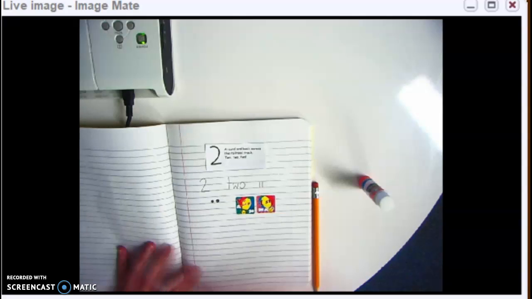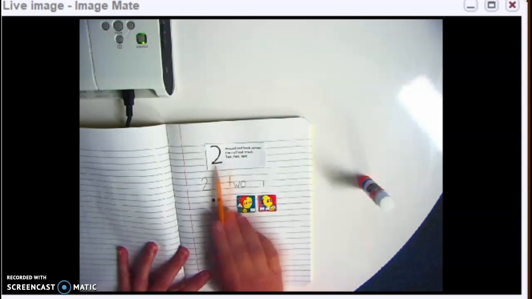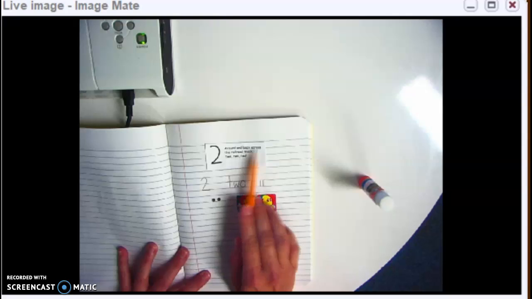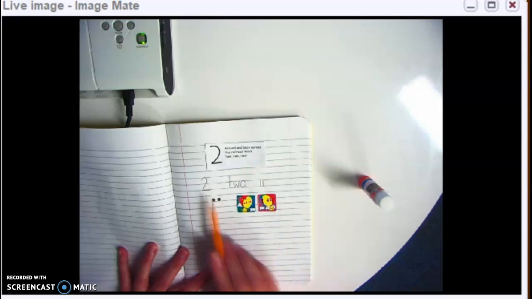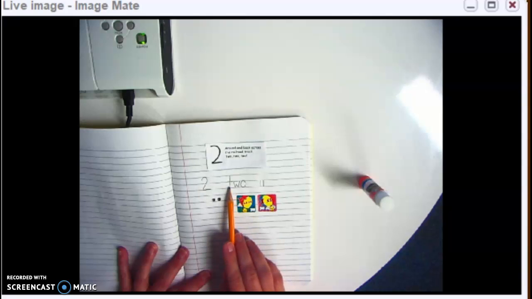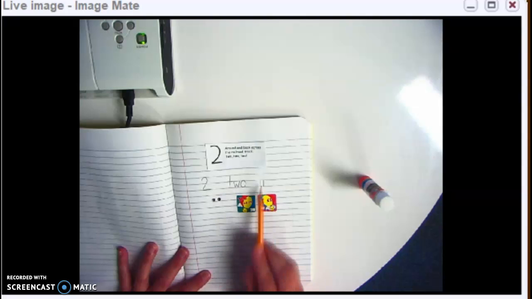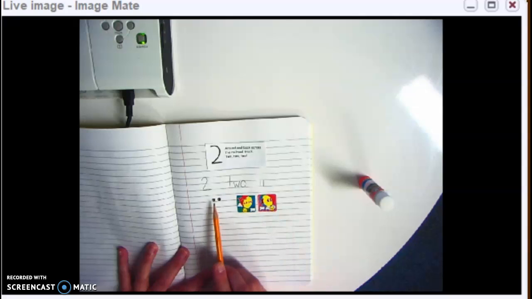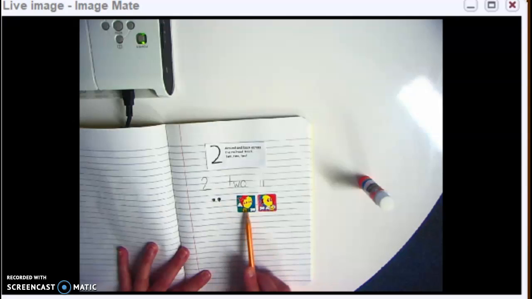Okay, so let's look at our 2 poem again. 2. Around and back across the railroad track. 2, 2, 2. So I wrote the number 2. I wrote the number word 2. T, W, O. I showed 2 with tally marks. 1, 2. I showed 2 with dots. 1, 2. And I put 2 stickers.